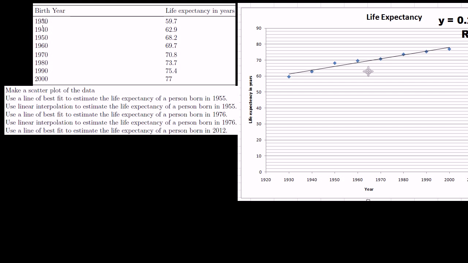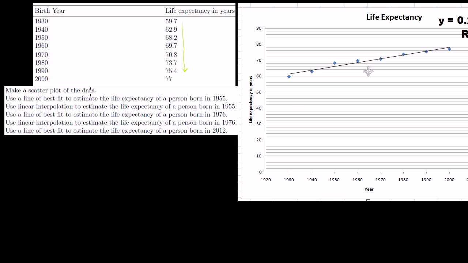This is birth year. They start at 1930 and go all the way up to the year 2000 in increments of 10 years. And they tell us the life expectancy in years. So a good thing for us, and I think this is the United States, the life expectancy has been steadily increasing. And the first thing they ask us to do is to make a scatter plot of the data.